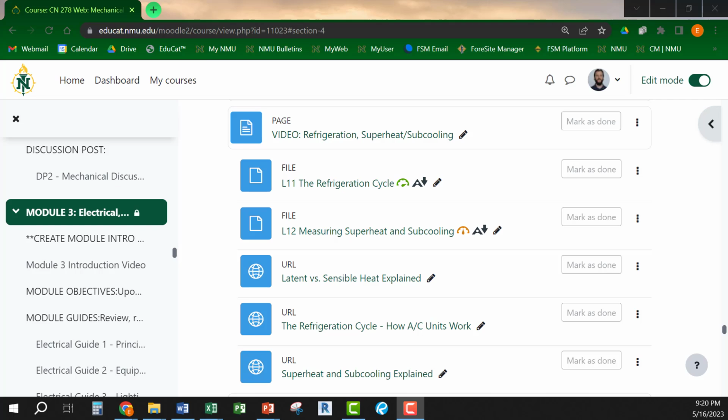All right, for this lecture, we're going to combine a couple other lectures again. So we're going to be talking about the refrigeration cycle, which is a little bit lengthy, and then measuring superheat and subcooling. I'm not going to get into much depth here. It's a little more for technicians and understanding how refrigerants work and how to measure that with pressure temperature relationships.